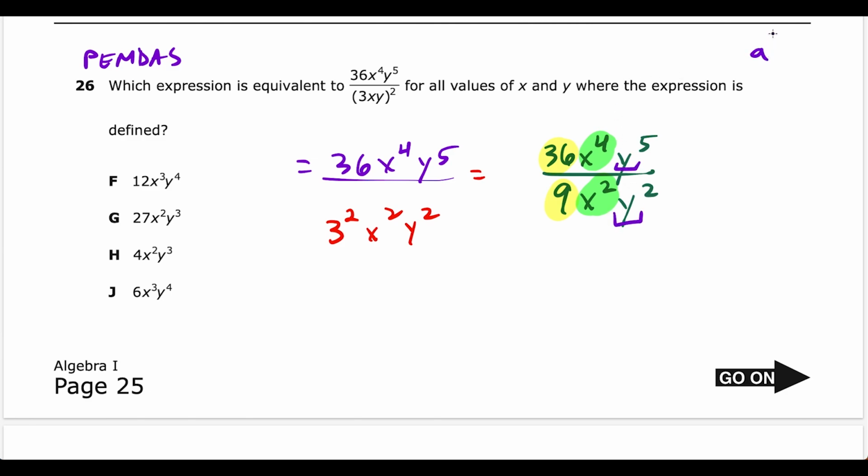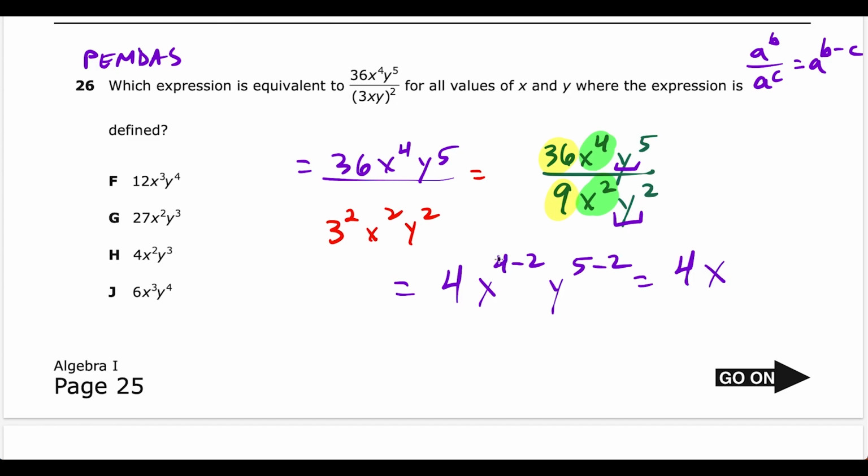And the rule we're going to use is a to the b over a to the c is a to the b minus c, except when we do 36 divided by 9 it's just 4. But then this is going to be x to the power 4 minus 2, and we're going to have y to the power 5 minus 2. So we're just using that law of exponents twice. So this will be 4x to the 4 minus 2 is 2, and we'll have y to the 5 minus 2 is 3. So we have 4x squared y cubed, and that's matching up with choice H.